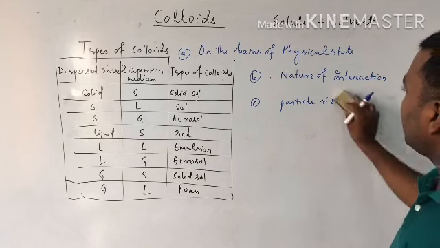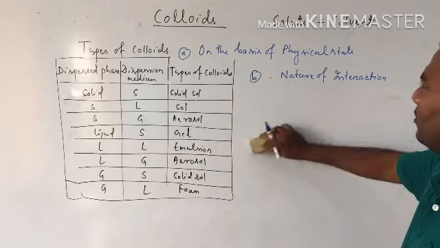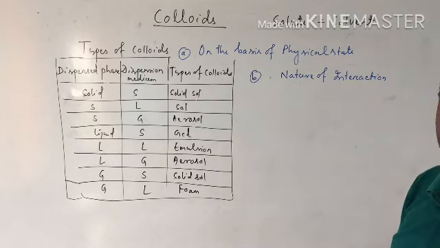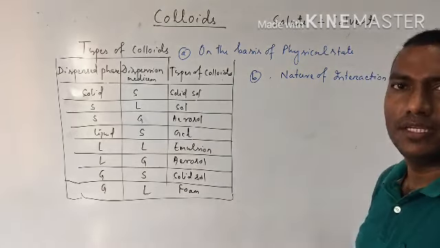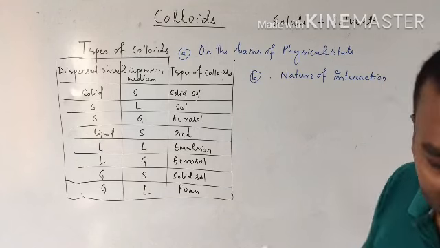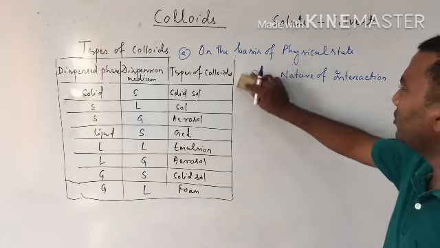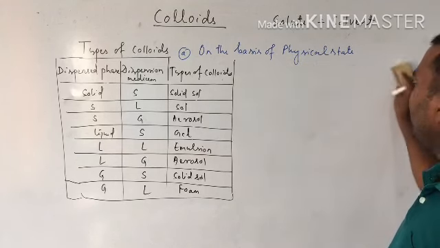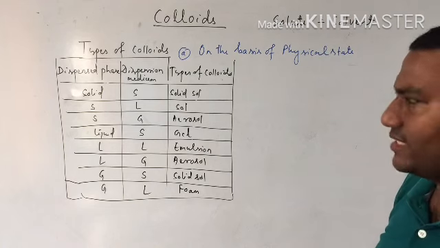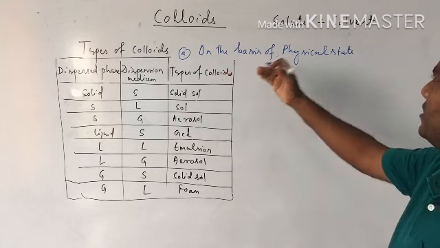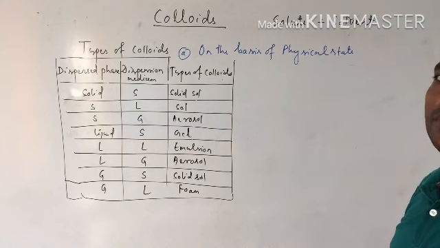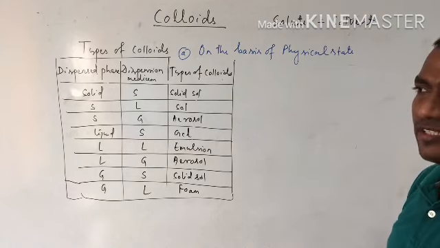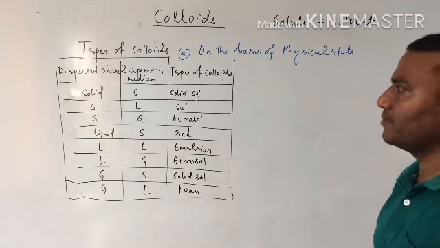Similarly, on the basis of nature of interaction, colloids are of two types: one is called lyophilic and another is called lyophobic, philic and phobic. That thing also we will read in detail. First, on the basis of physical state of dispersed phase and dispersion medium, colloidal solutions are of 8 types.